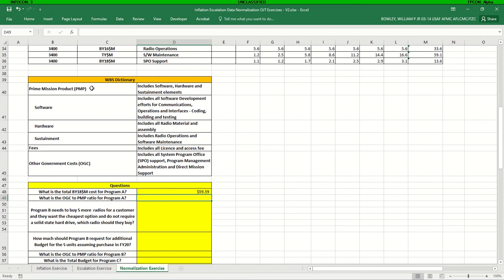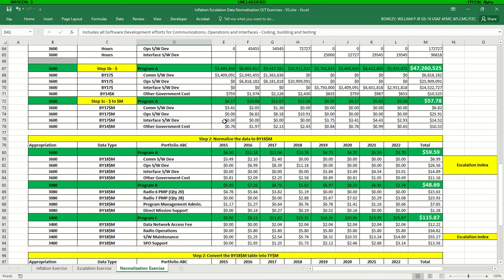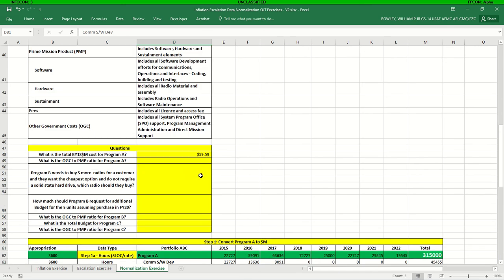So if we come up here and look at our dictionary, you can see that prime mission product includes software, hardware, and sustainment elements. Software includes all software development efforts for communication, operations, and interfaces, coding, building, and testing of that software. So we know that all 3 of these elements, which are software development efforts, all fall under the definition of the WBS element prime mission product. So we're looking at the ratio of this element to all 3 of these elements.